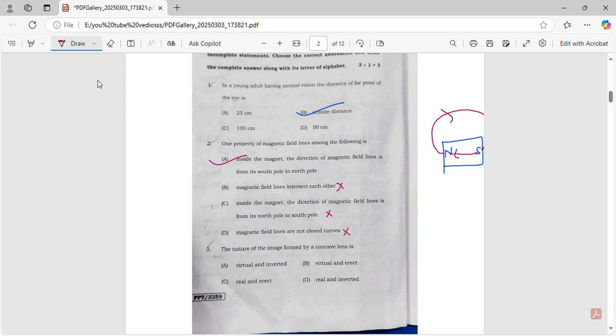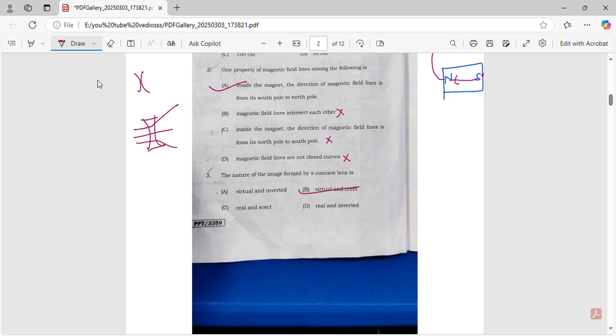The nature of image formed by the concave lens. This is your concave lens here. The image formed by the concave lens is always which image? Virtual and erect. A virtual image will always be erect, no doubt in that.